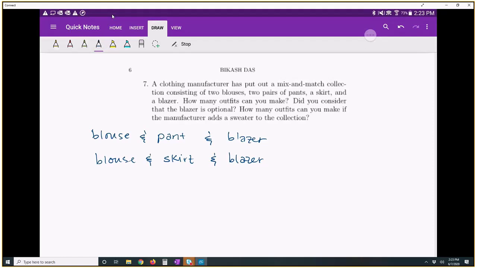Since I have 2 blouses, I can think of this as I have 2 choices for my blouse, and then I have 2 pairs of pants, so I have 2 choices for my pants, and then I have 1 blazer. So this gives me a total of 4 choices if I do blouse, pant, and blazer. If I do blouse and then skirt and blazer, I have 2 choices for my blouse, and there's just 1 skirt and 1 blazer. So I have 2 different ways that I could do blouse, skirt, and blazer.